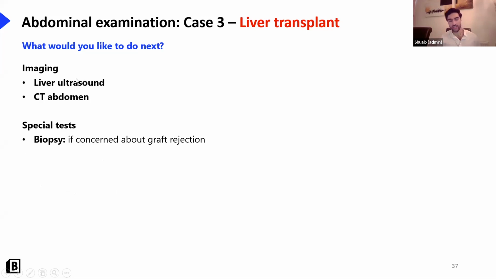So imaging to actually visualize the liver transplant itself, you can do a liver ultrasound or a CT abdomen. And if you're concerned about graft rejection, you can do a biopsy. Okay, so if you think the liver transplant is failing, then you would want to biopsy the liver to have a look and see if there's any inflammatory immune response against the parenchyma and the vasculature, essentially. Good.